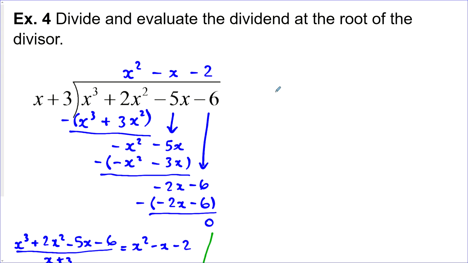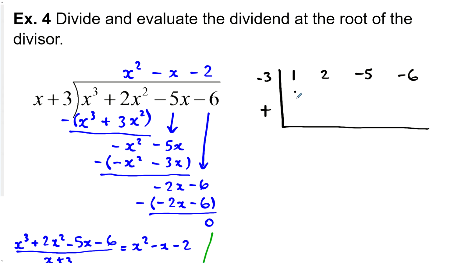All right, here's our example 4. So let's build our upside down box here. Now here we don't put plus 3, we put the root of this one here, so minus 3. And then we're putting a plus sign here just to let everyone know that we're using this alternate method. Then we put the coefficients from this polynomial here, so 1, 2, minus 5, minus 6.